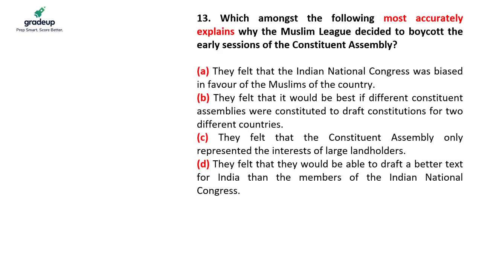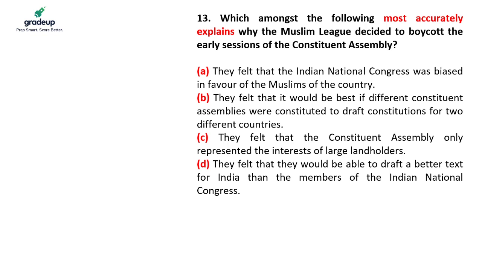Now, which amongst the following most accurately explains why the Muslim League decided to boycott the early sessions of the Constituent Assembly? What could have been the reason? Let us take a guess, within the realm of the passage only. We will not bring outside information. Why would they have wanted a different Constituent Assembly?